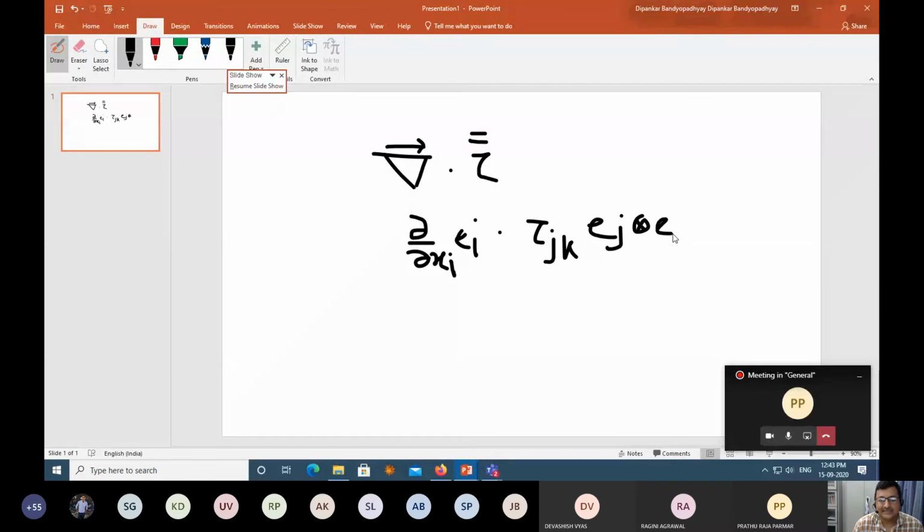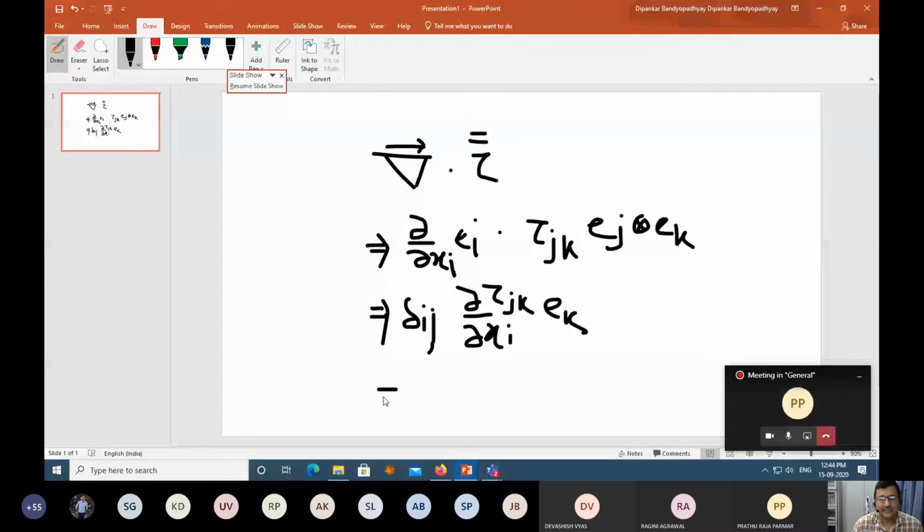Now you know that i and j will give a Kronecker delta symbol. From there you can imply del del xi, and then you will have tau jk, and then you will have ek. So this means i equal to j: del tau ik by del xi, and then you have ek. You just expand this with respect to the repeated indices, and you end up getting a vector.